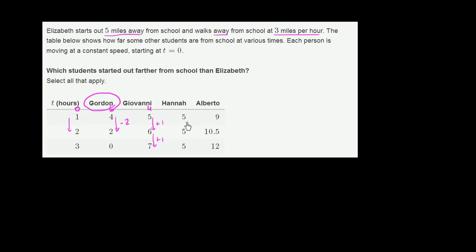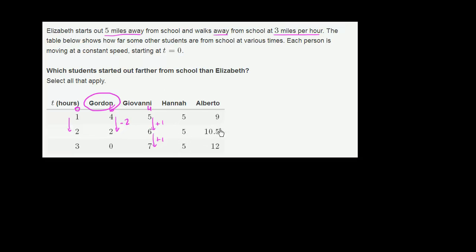Now let's look at Hannah. Hannah, at every time, is just exactly 5 miles away from school. So she's napping or something. She is not actually moving. So Hannah started out, napping at exactly the same distance as Elizabeth, but she did not start out farther from school than Elizabeth. So Hannah does not meet the criteria.